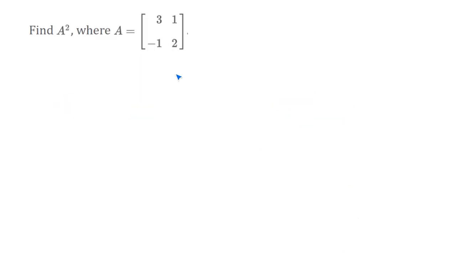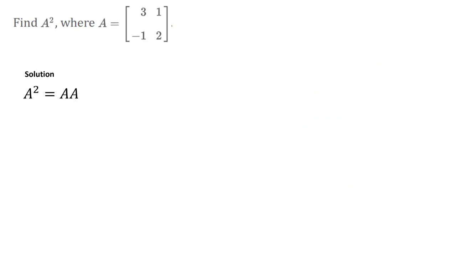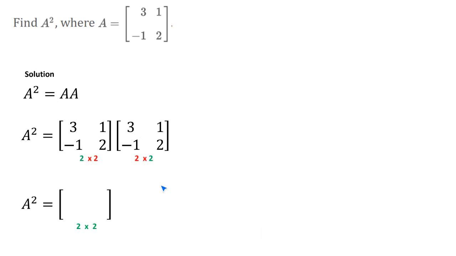Okay, so let's try this one here. It says find A squared where A is 3, 1, negative 1, 2. Well, A squared is just A times A. So I have my A and my A. Let's check the size. This is a 2 by 2, 2 by 2. So notice that the inside numbers, the ones in red here, are the same. So that means that yes, you can multiply. And the green numbers are going to be the size of your result.